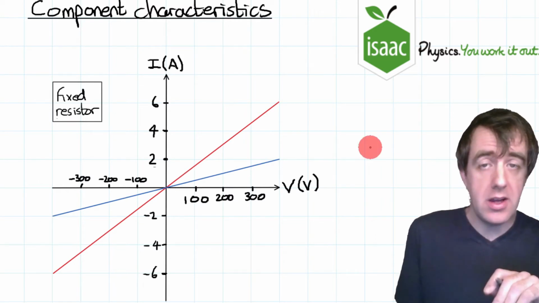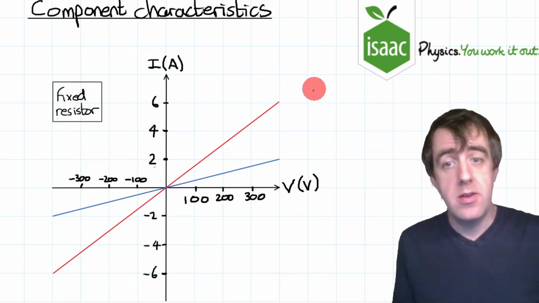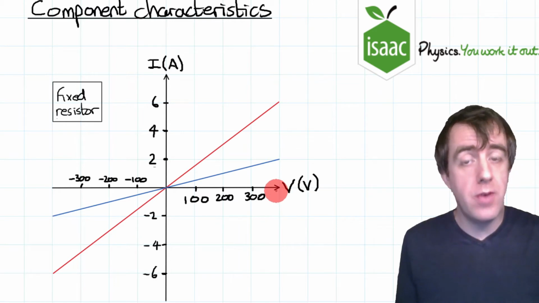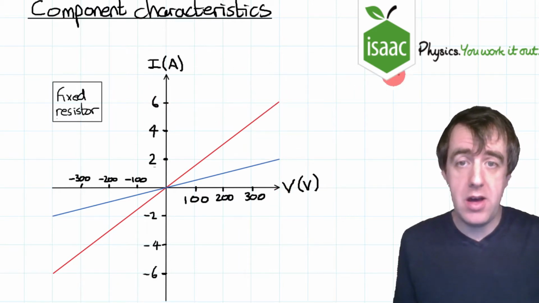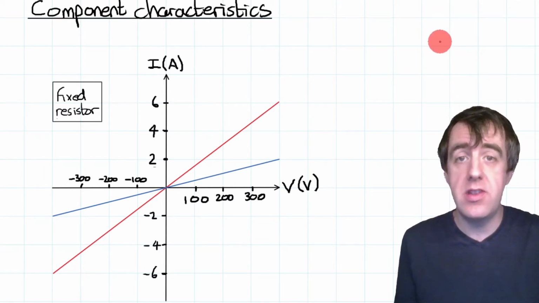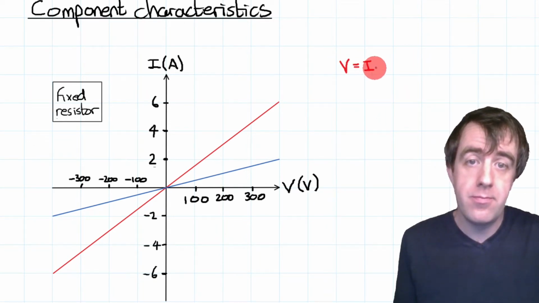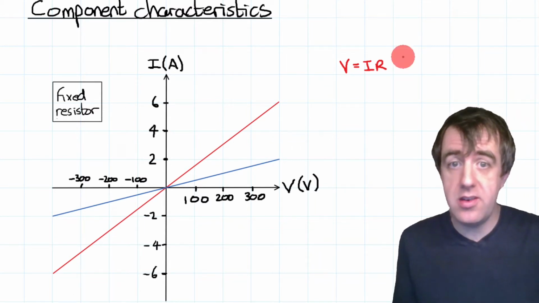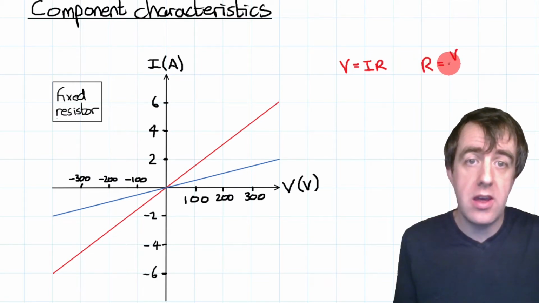We can use graphs like these to calculate the resistance of the component. So let's take the red resistor. When there is 400 volts across that resistor, 6 amps is allowed to pass through it. The equation relating potential difference to current and resistance is V equals IR. If we want to compute the resistance, we can rearrange this equation. R equals V over I.